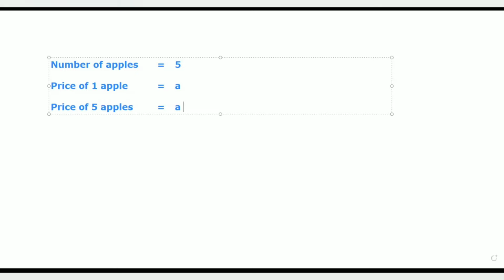So A here we multiply by, we buy 5 apples. So A multiplied by 5. So the price of 5 apples will be 5A. Right? You can get the answer like this, 5A. This is the answer for the first part.